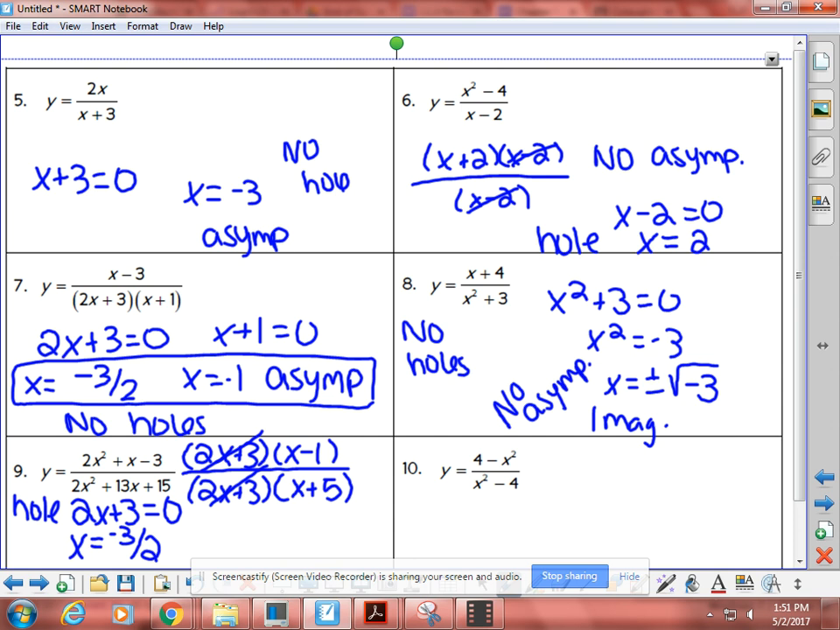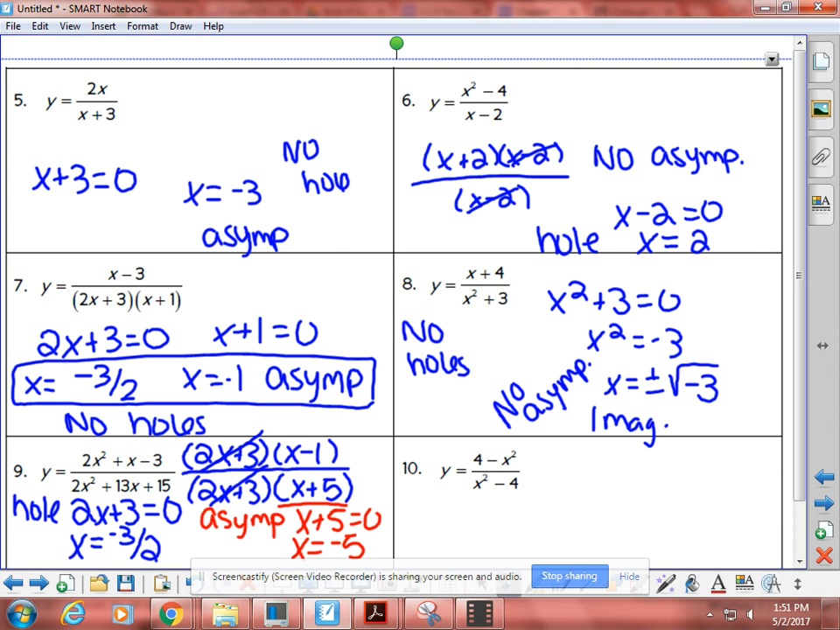Then I'm going to look for what my asymptote is going to be on this. Okay, so my asymptote for this is going to be what's left over. So that's going to be at x plus 5 equals 0. So at x equals negative 5. So holes and asymptotes. Number 10, same thing.